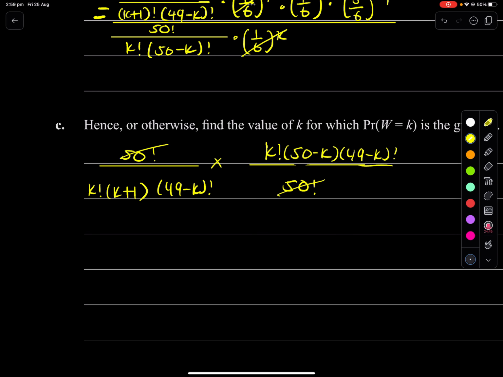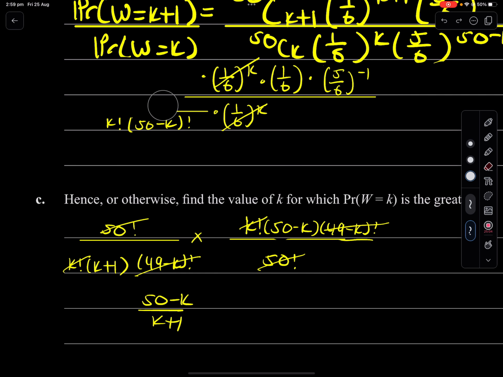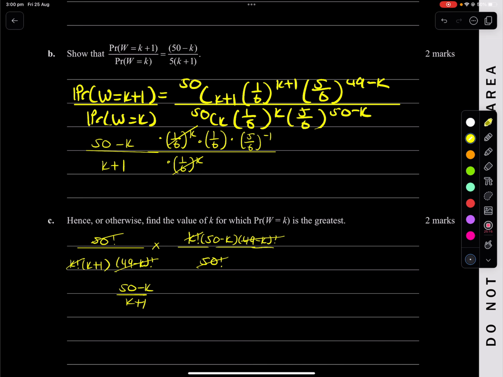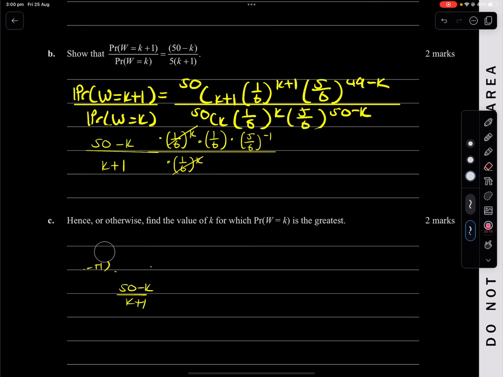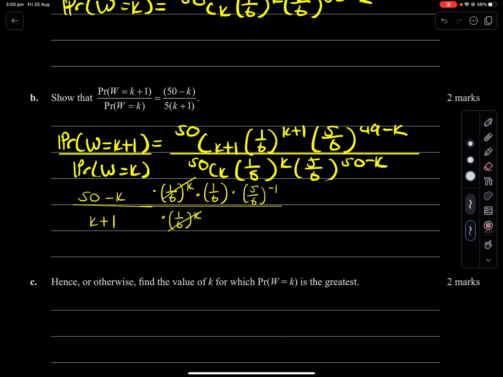These factorials cancel out now. So it's just (50 minus k) over (k plus 1). So we can pretty much rub this whole thing out. We've simplified this whole thing over here and made it easier for ourselves. Okay, so we're just saying 50 minus k all over k plus 1. Done. So let's rub all that.